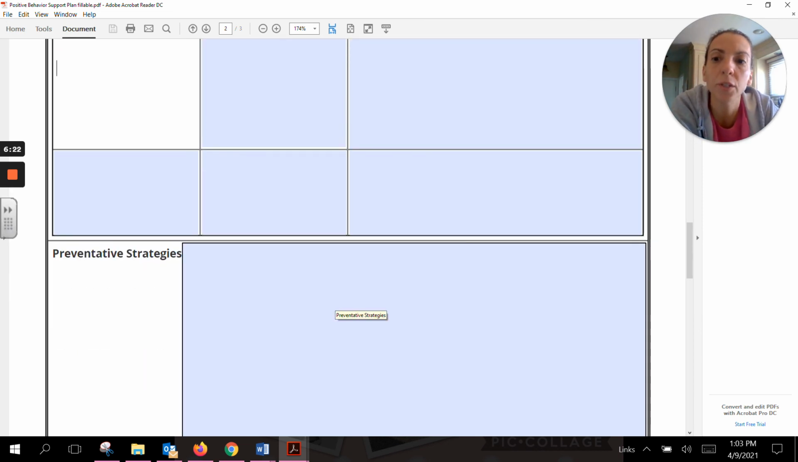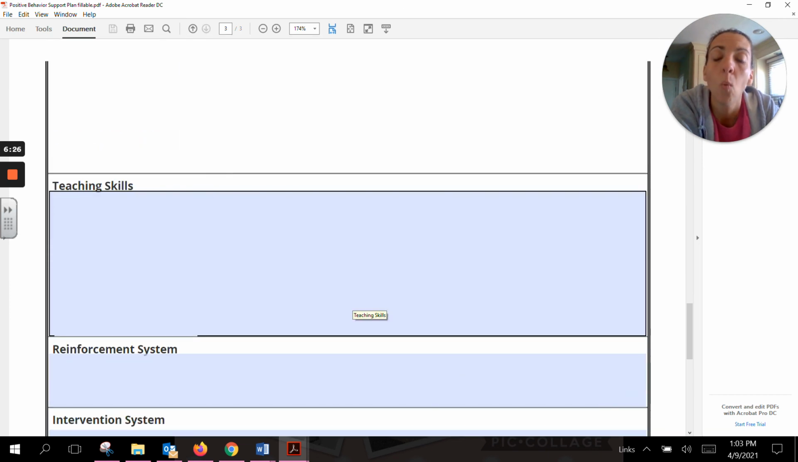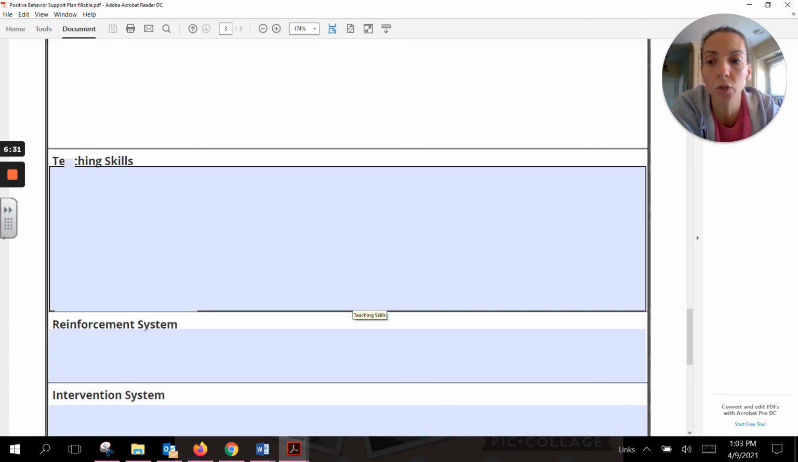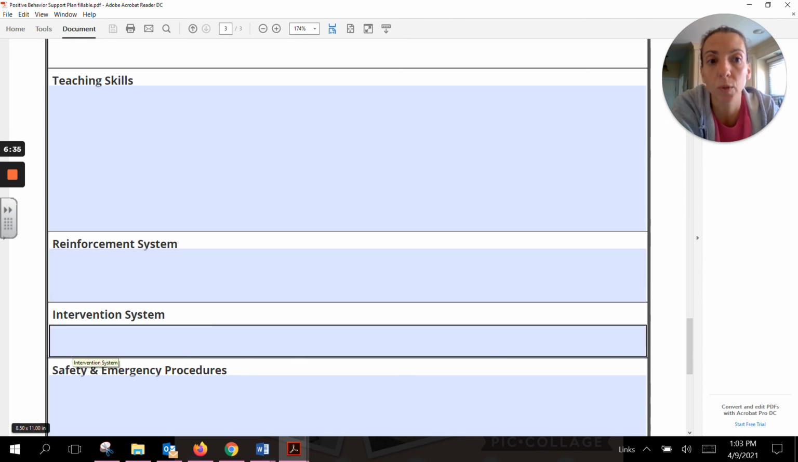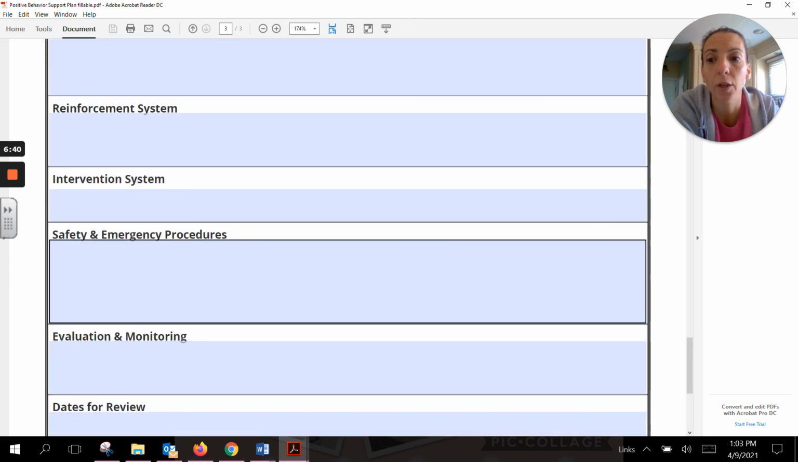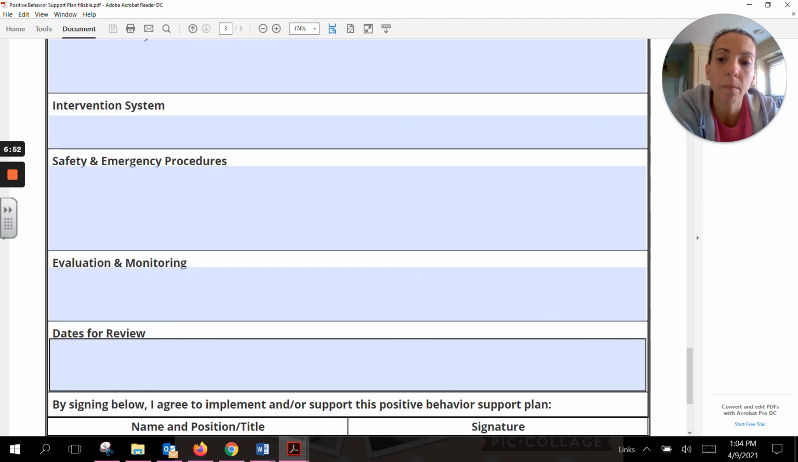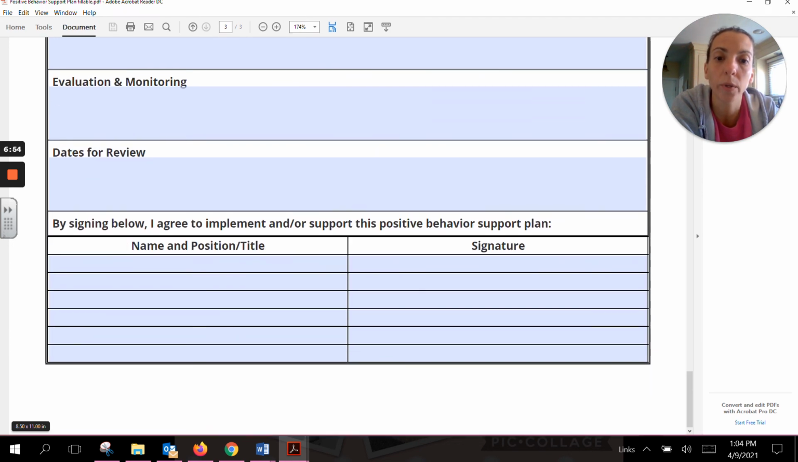Your preventative strategies. So what strategies are you going to put in place to prevent the behavior from happening? What's the teaching skills? So those are going to be the specific steps of explicit instruction. Your reinforcement system, your intervention system. So what is going to happen if these aren't working? Your safety and emergency procedures. If a student is a harm or danger to himself or herself or others, what are your safety and emergency procedures going to be? How are you going to evaluate and monitor your plan? And when are you going to review it?